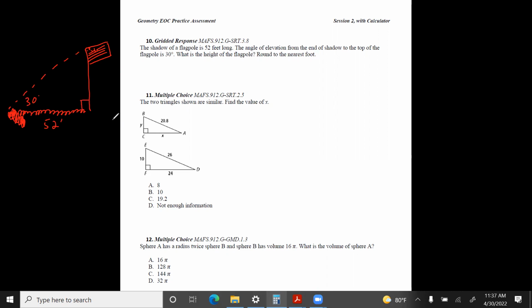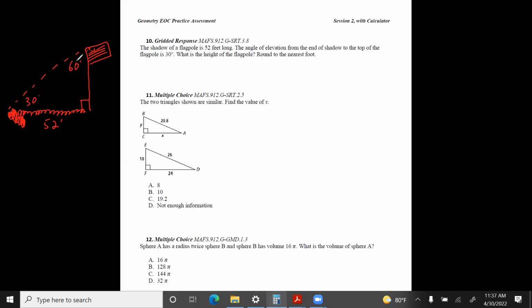So the flagpole is going to make a right angle with the ground. So this is actually a trig problem. You could use trig, or since it's a right triangle and we have a 30-degree angle, you could call this a special right triangle, which is a 30, 60, 90. Now, both ways, you're going to get the correct answer. So it doesn't matter which one you use. I'm going to show both ways.